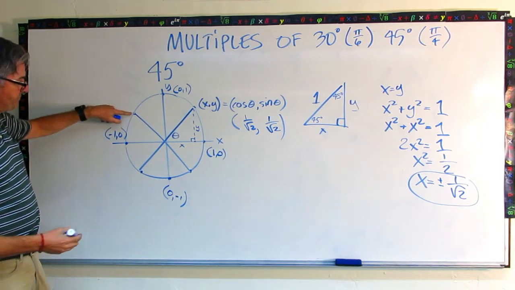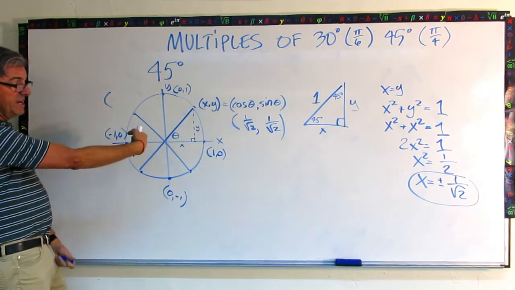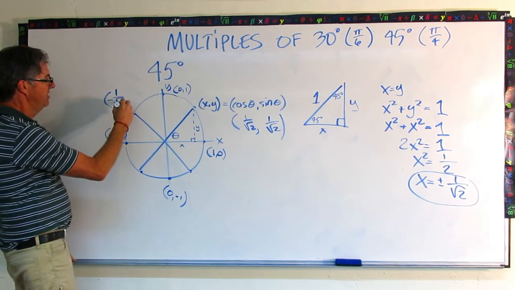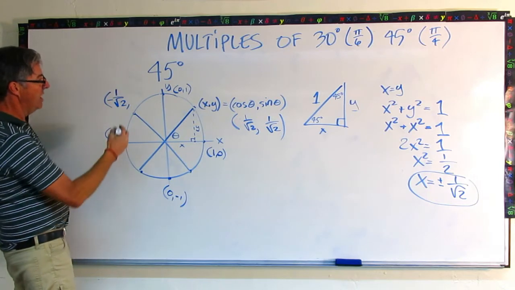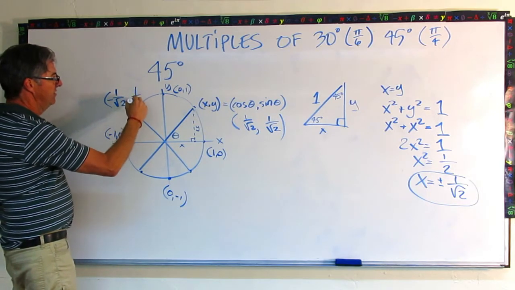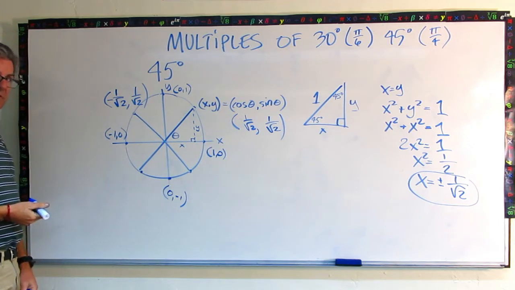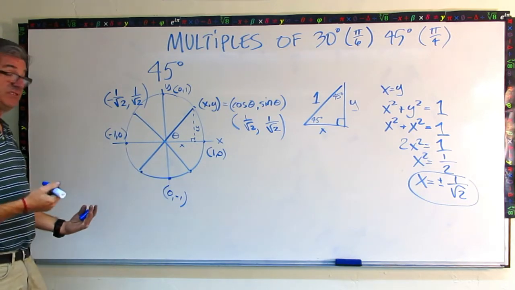This one, we're negative x, so that's negative 1 over root 2, but we're positive y, we're up. So this is 1 over root 2. So now you can figure out what these two are. Pause the video for a sec, write those down. Let's see how you did.